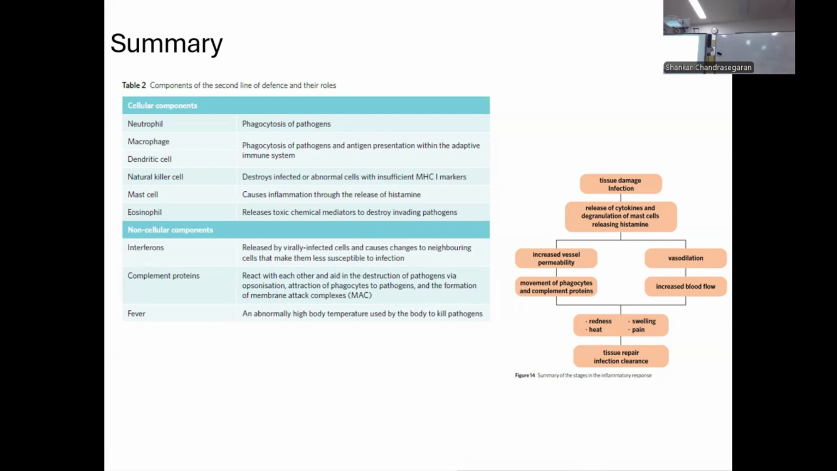Natural killer cells, they trigger cell death if it is a damaged or infected cell. Mast cells release histamine, eosinophils are chemical regulators, and so on.